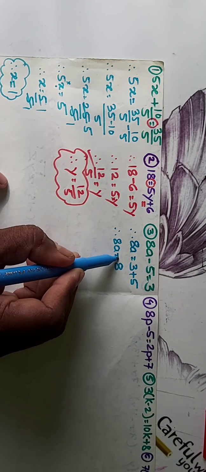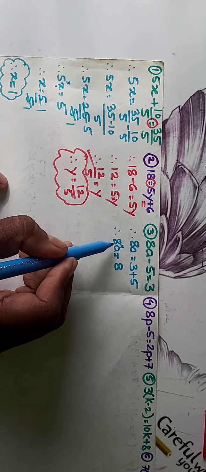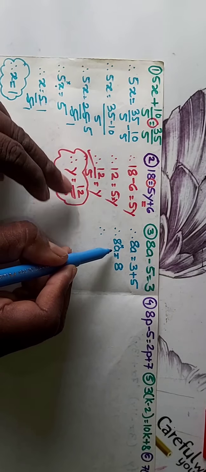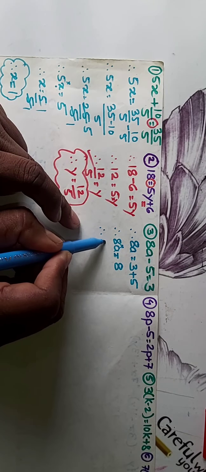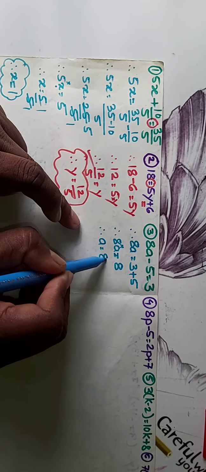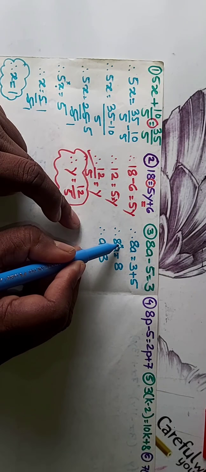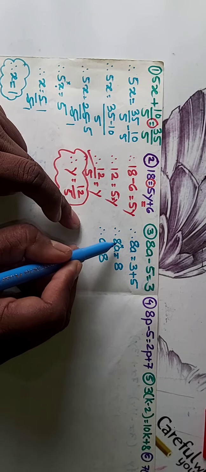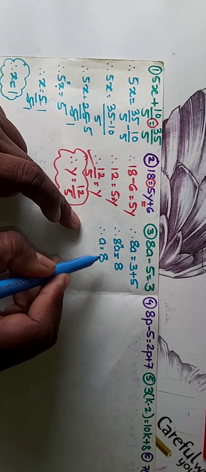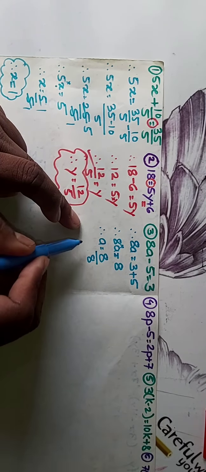Now here 8a is equal to 8. So I told you there is always a multiplication sign, therefore we have to find the value of this variable, that is a is equal to. Now this 8, when transposed here, has the opposite of multiplication, so 8 becomes multiply here, divide there.